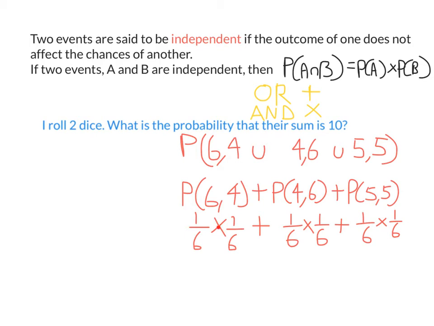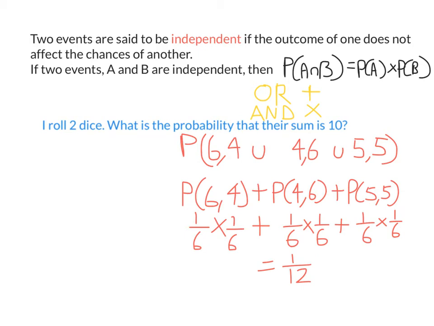So it's 1 over 36 plus 1 over 36 plus 1 over 36. That gives 3 over 36 or 1 over 12. So please make sure you understand the difference between the and the or rule. Please make sure you understand the difference between mutually exclusive and independent events.